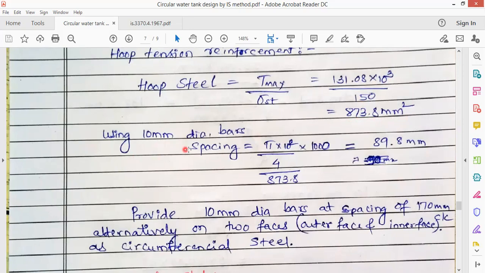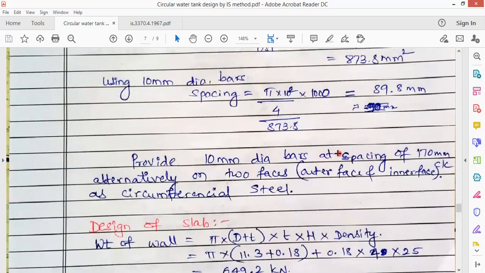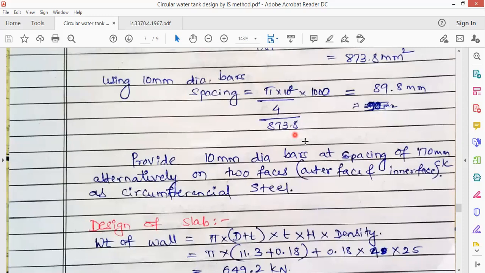So using 10 mm bars, spacing I will calculate. The spacing is equal to 89.8 mm. So this is a very small value here, right? So what I will do, I will provide the alternate reinforcements. Means if I provide one bar at the inner face, the next bar will be provided at the outer face at a distance of 89 or let's say 80 mm or 85 mm. So here I will provide at a distance of 85 mm, but alternatively.